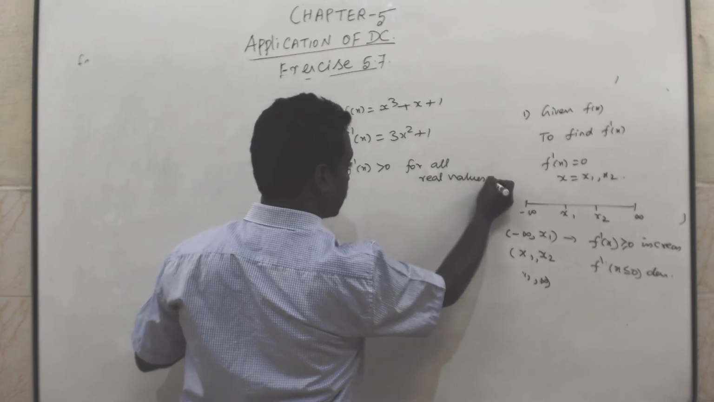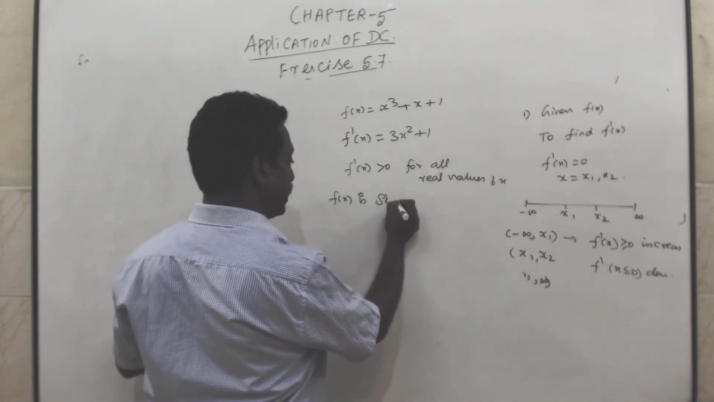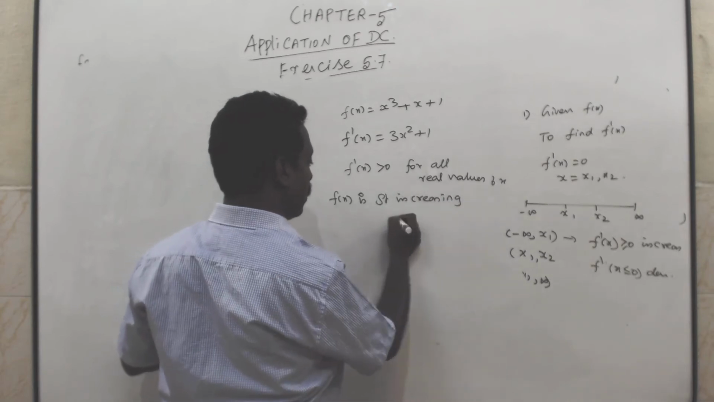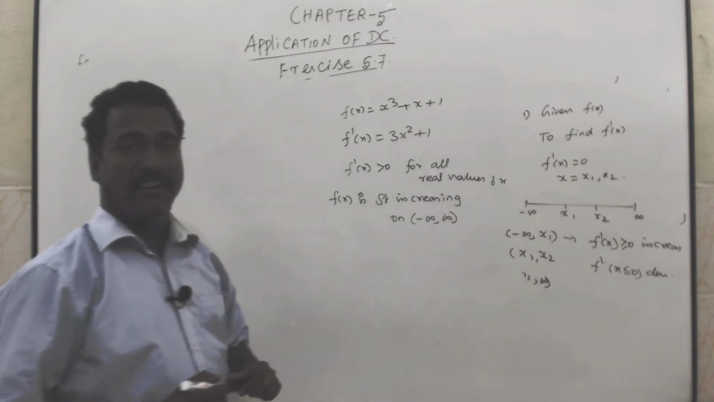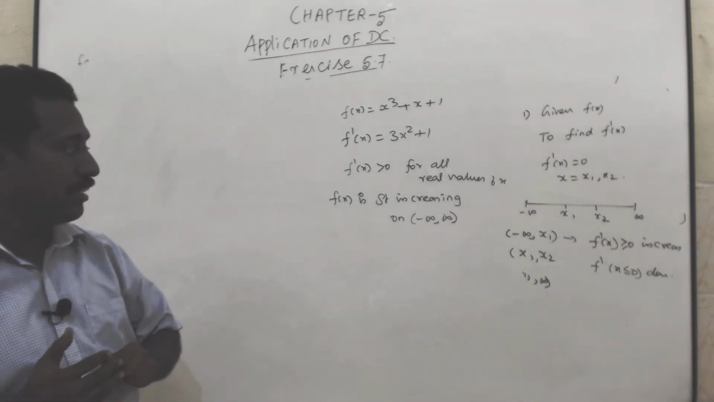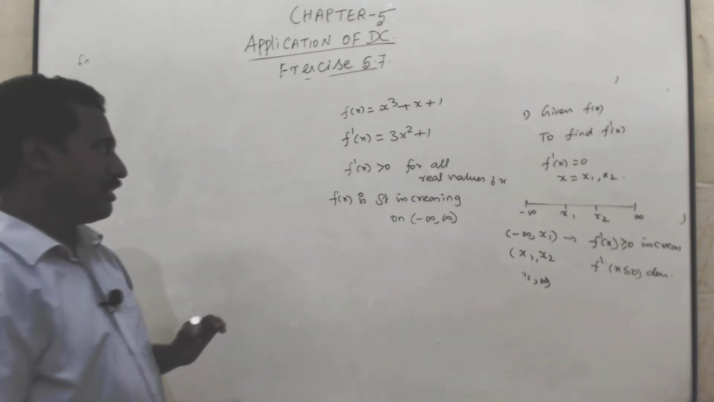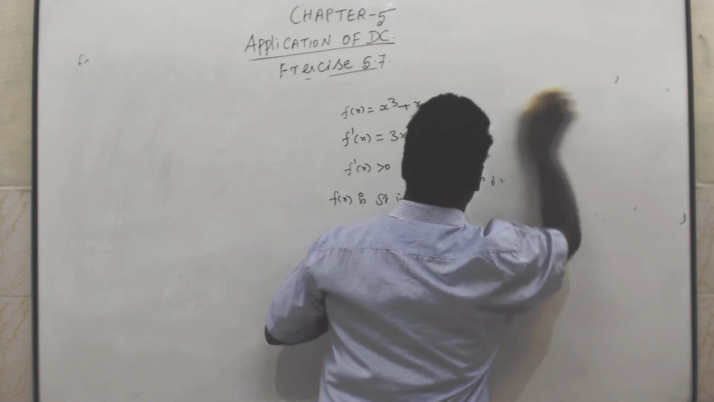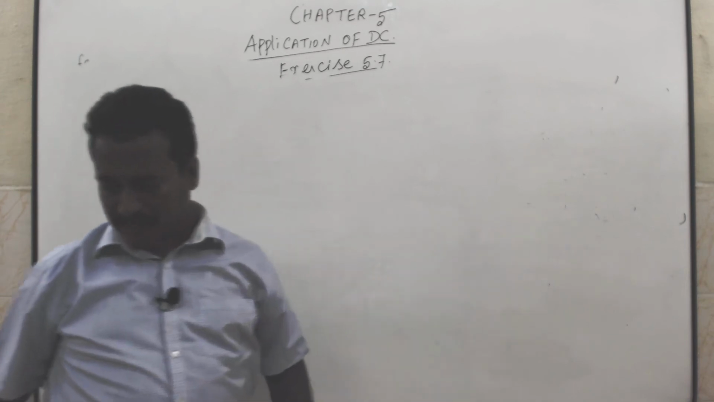So, f of x is strictly increasing on minus infinity comma plus infinity. Is it clear? The next problem. Same way, do the remaining problems. The next sum.